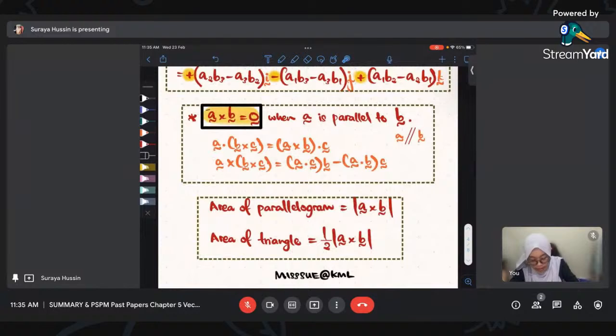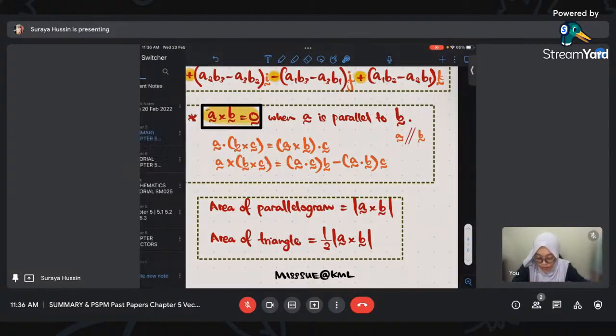And so kita ada area of parallelogram. This one. Area mesti ada modulus sebab area is always positive value. So A cross B, formula dia. Area of triangle mestilah separuh daripada area of parallelogram sebab dalam area of parallelogram kita ada triangle. Sebenarnya ini adalah triangle. Sebab itulah kita kena bahagi dua sahaja daripada parallelogram ini.